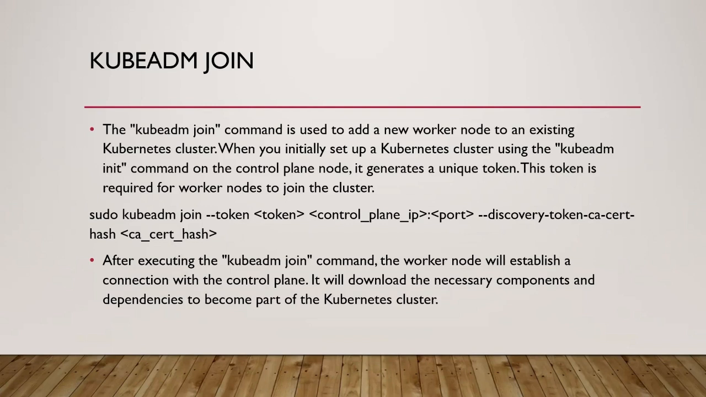When you initially set up the Kubernetes cluster and run the kubeadm init command, it will generate a unique token. This token is required for the worker node to join the cluster. So you will be running kubeadm join with the token, control plane IP, port number, and discovery token CA cert hash. After executing the join command, the worker node will establish the connection with the control plane. It will download the necessary components and dependencies to become part of the Kubernetes cluster.